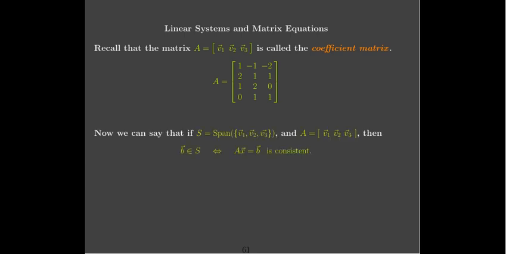And the result that we can say now using our new vocabulary is that if you're given a set of vectors, and you can put those vectors as the columns of a matrix, and then to determine if another vector belongs to the span of that set of vectors, you look at the corresponding linear system. If it's consistent, then the answer is yes, it belongs to the span. It can be expressed as a linear combination of v1, v2, and v3. On the other hand, if there is no solution, if the system is inconsistent, then we know that the vector B would not belong to the span.